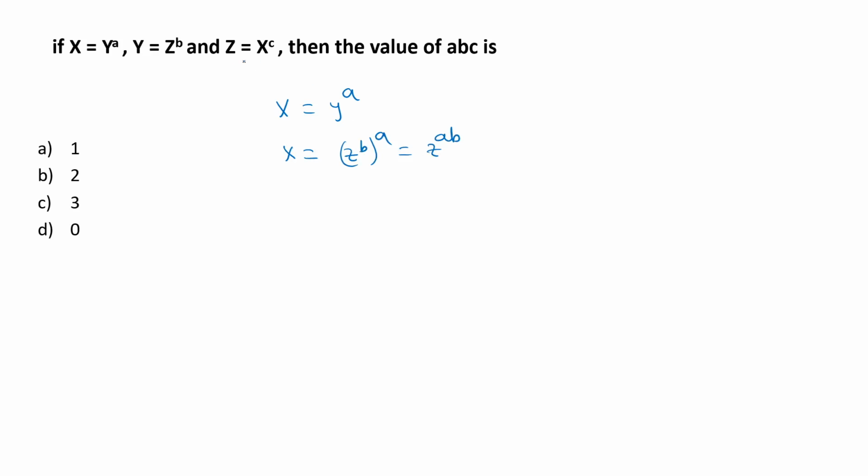And again z is given as x power c. Substitute the value of z as x power c. Then we come with x equal to x power c whole power ab. Then x equal to x power abc. If a power m whole power n equal to a power mn, then x power c whole power ab would be x power abc. When we write x, that means it has an exponent of 1.